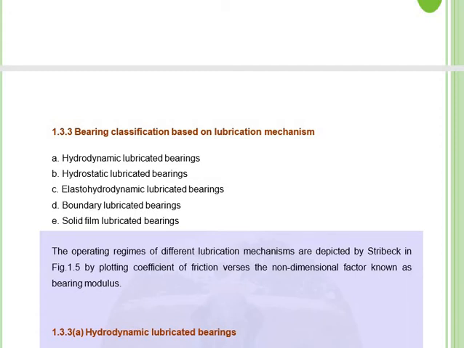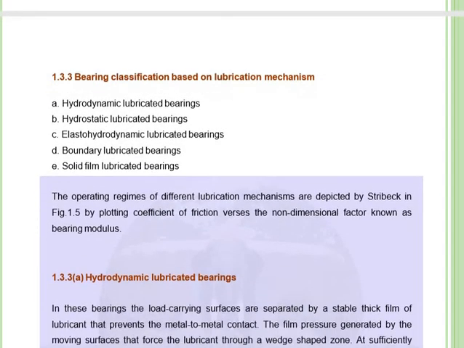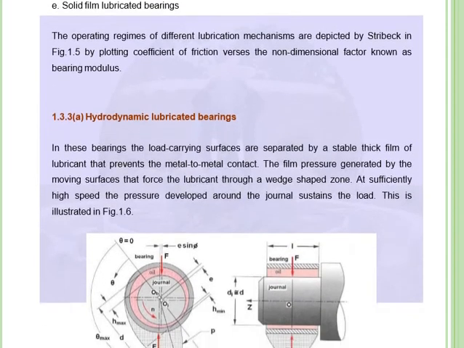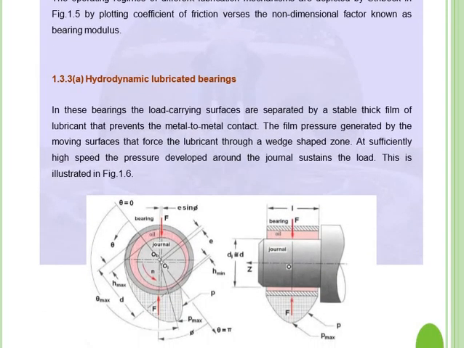Okay, all these things. The operating ranges of different lubrication mechanisms are described by the Stribeck equation. So now we see the coefficient of friction versus a non-dimensional factor, which is also called the bearing modulus. Now we will see two figures of hydrodynamic lubricated bearings. I am going to show different bearings.